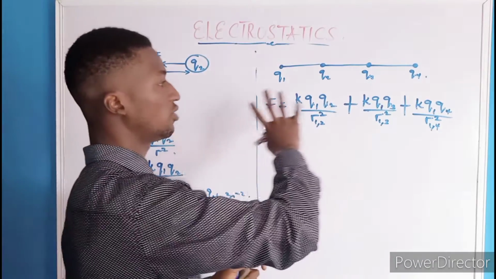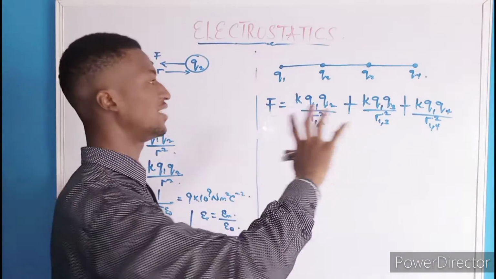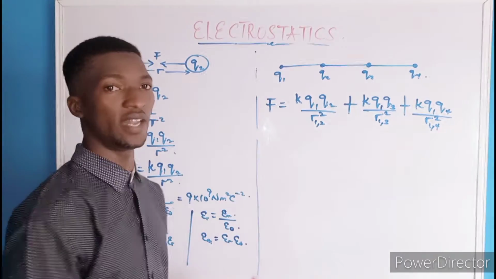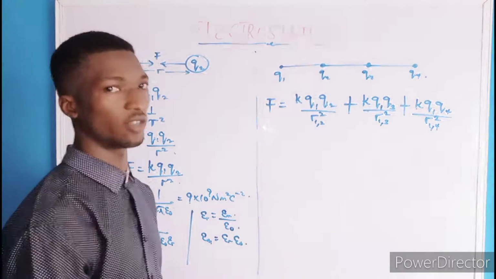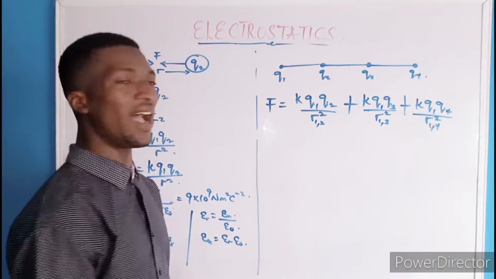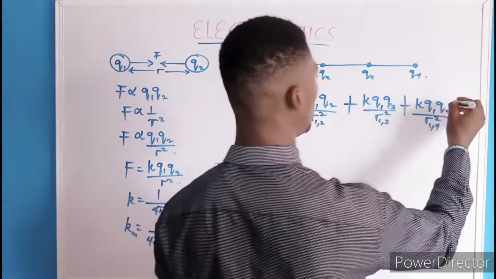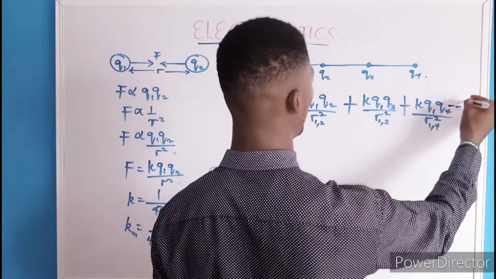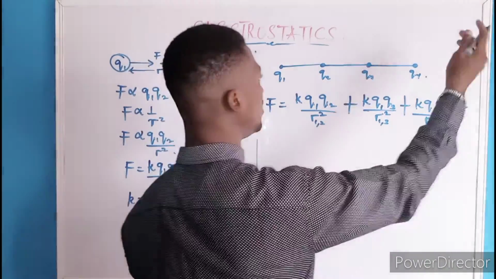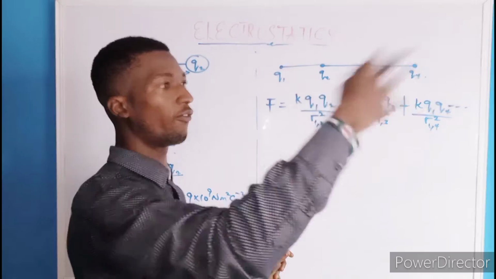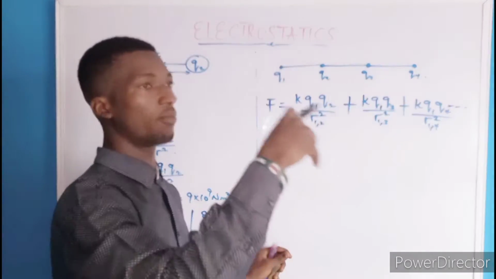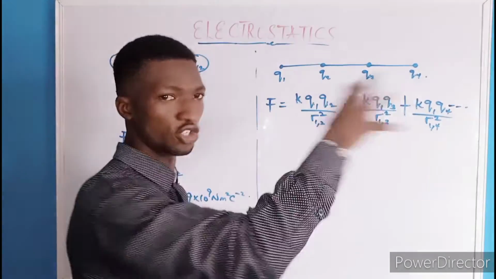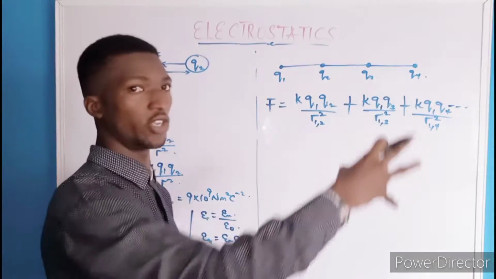The sum of all the electric forces between the charges along a straight line denotes your equivalent or resultant electric force. In certain cases, the number of charges can continue. It can be more than 4, more than 5, more than 6, and so on. You just continue in that same progression.